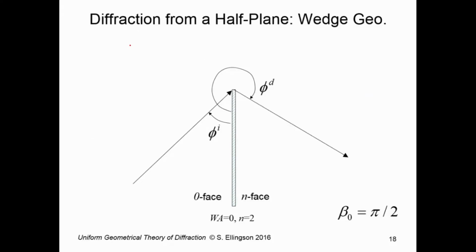Here's how the wedge geometry works out in this case. So this is new. Now we note that in this case we say that WA, the wedge angle, is 0, so n equals 2. Before I just told you n should be 2. Now you see why n equals 2 in this more general context. And of course this is the 0 face because the source is over here. And this is the n face.